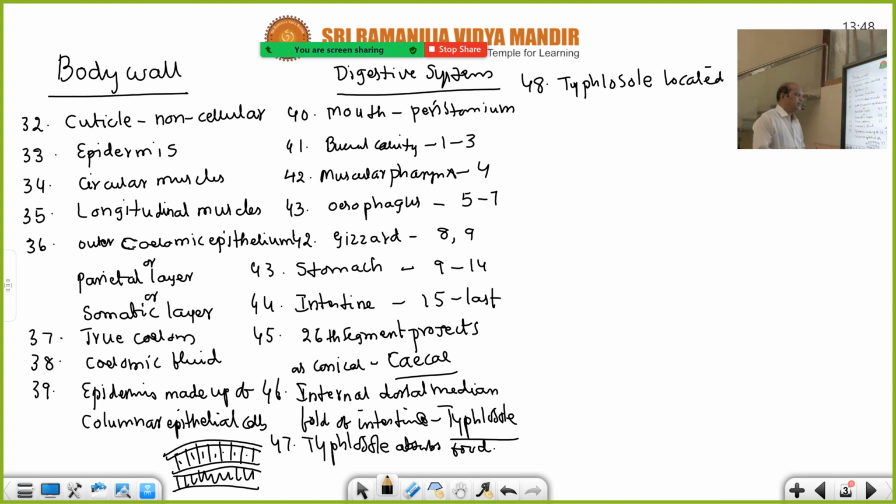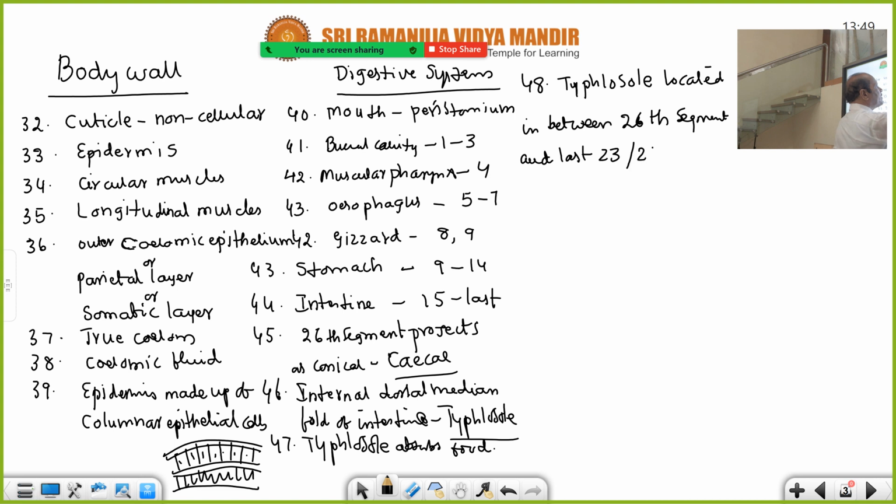Tell me, tell me. Typhlosole is located in between. In between, say like that. 26th segment and last 23 or 25 segments. Remember this? Last 23, 25 segments. Okay, this is important.